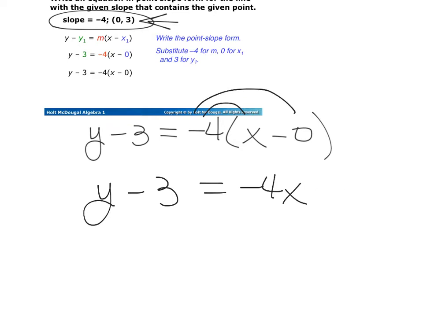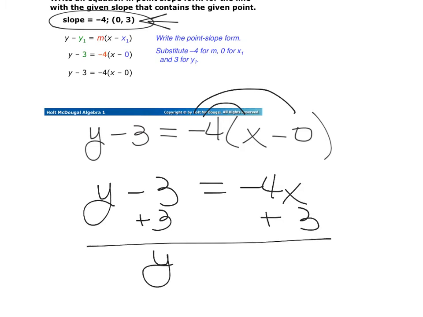But is it in slope intercept? What do I need to do? Isolate the y. Okay, isolate the y, and I'm going to add 3. Notice the 4x and the 3 aren't like terms, so I just tack it on to the end. And now it's in slope intercept form. Now, if you realized that this ordered pair right here was the b, you could have jumped right to the answer. Does that make sense?